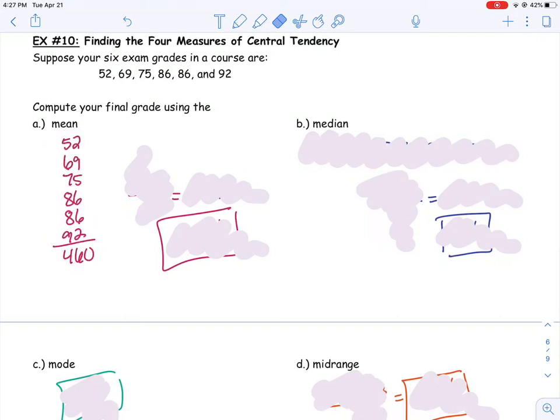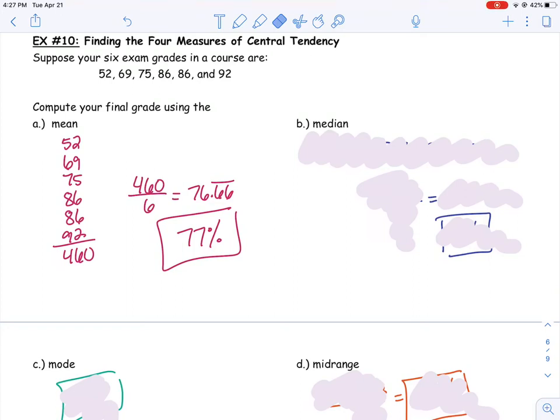For mean, I added them all up. I got a total of 460. I'm going to take that total and divide by however many data items I have, which was 6. And so I ended up getting a mean of 76.66 repeating. If I were rounding, I would say that's approximately a 77%, a high C.